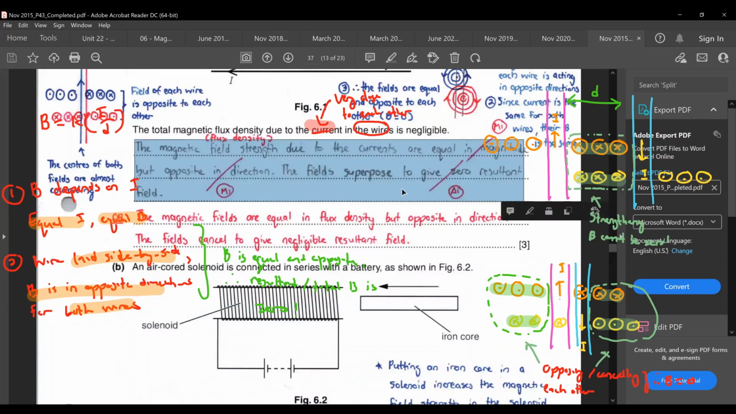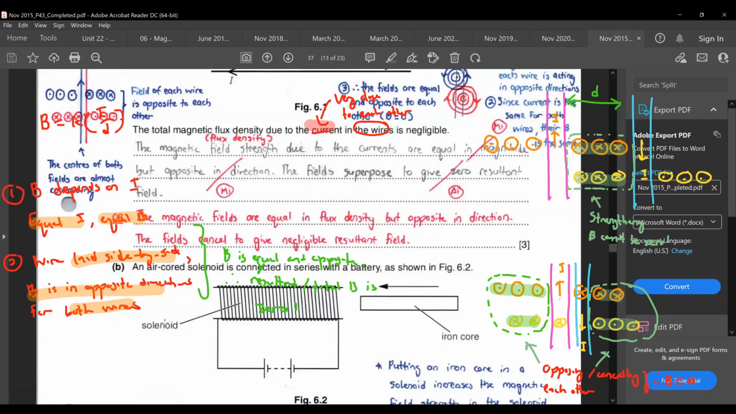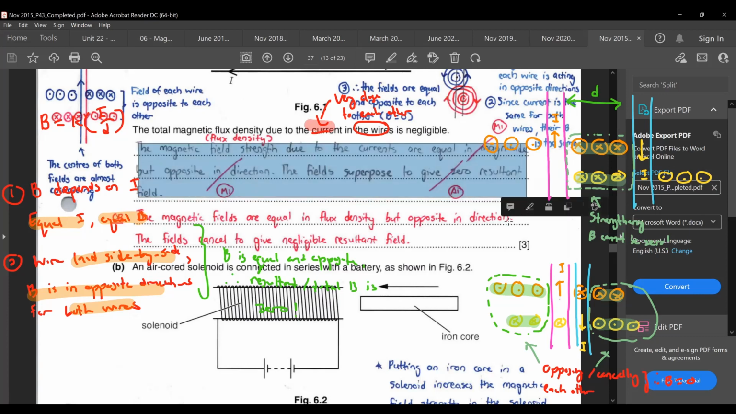But how do I know they are equal in the first place? They're equal in the first place because you have equal current. How do I know they are opposite in direction in the first place? They're opposite in direction because they are laid side by side. And then because of these two facts, they will cancel each other off. Okay, so it's this one here. All right, so this one is okay. Then I move on to the next part of your notes.